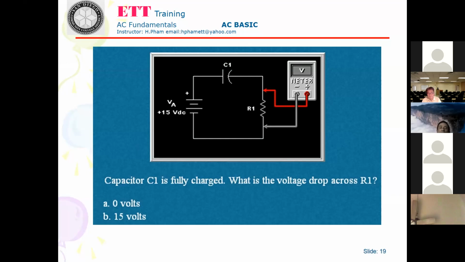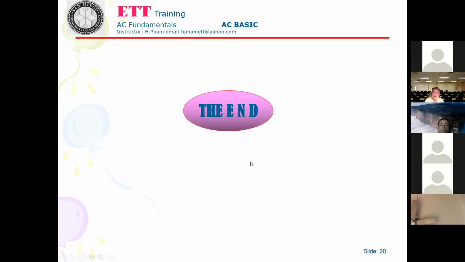Okay. All right. Now, capacitor C1 is fully charged. What is the voltage drop across R1? 0 or 50? 0, I believe. That will be 0 volts.